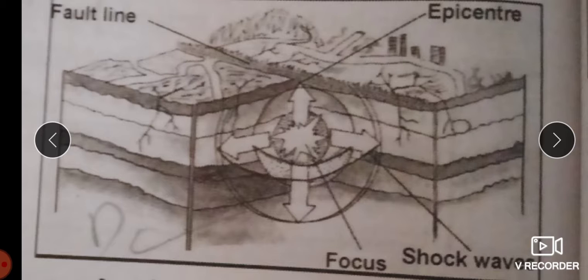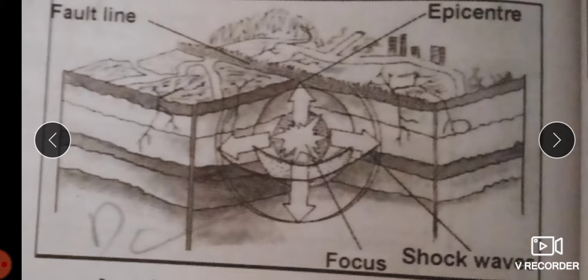Next, we will move on to the earthquake waves. Children, the seismic waves originate in a seismic focus, and they travel towards the epicenter in ripples or concentric circles. The three important earthquake waves are primary waves, secondary waves, and surface waves.